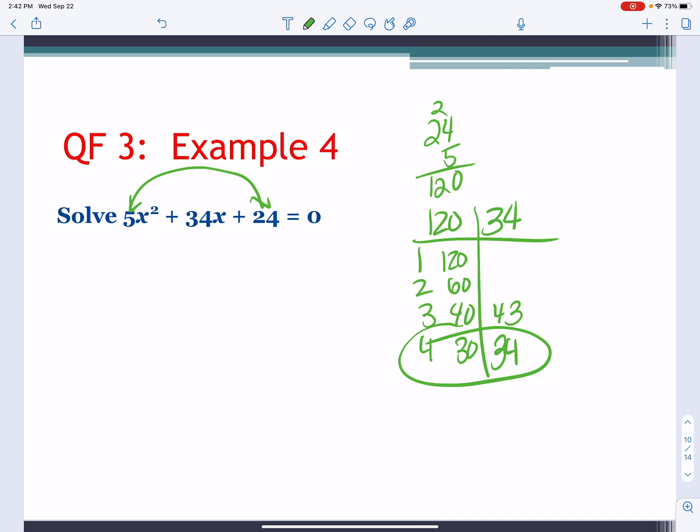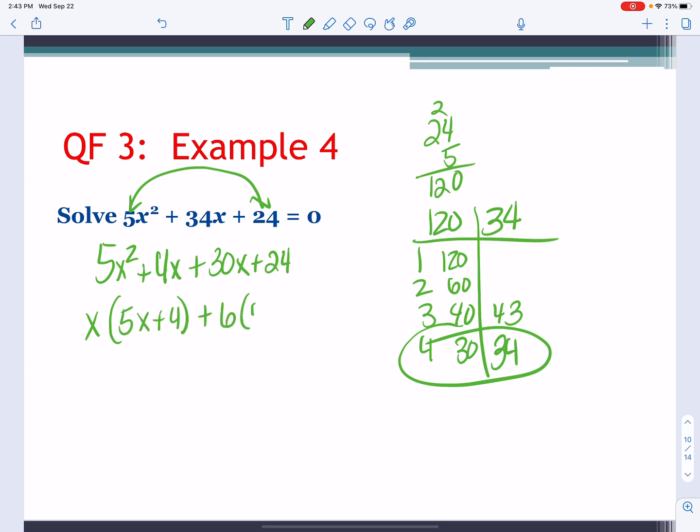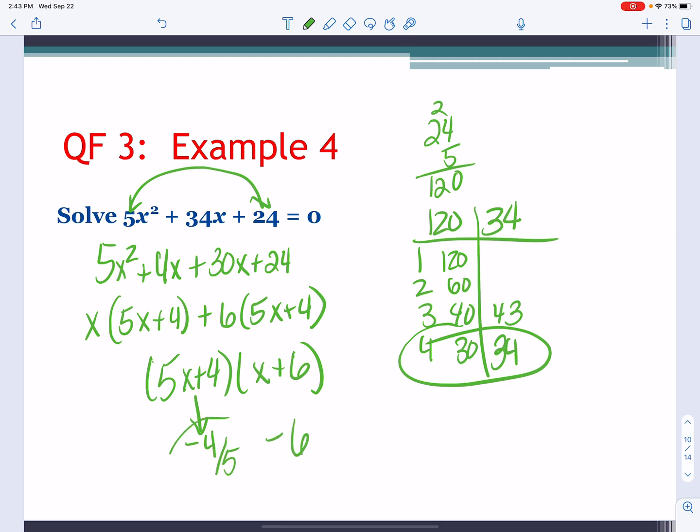And it's kind of, I mean, you just start with 1. If it's a big one, just start with 1. So then I would go 5x squared plus 4x, and the order doesn't matter, plus 30x plus 24. So here I can take out an x. That leaves me with a 5x plus 4. Here I can take out a 6. That leaves me with 5x plus 4. And I get 5x plus 4 and x plus 6. So one of my roots, I'm going to minus the 4 and divide by 5, is a negative 4/5, and the other is a negative 6.